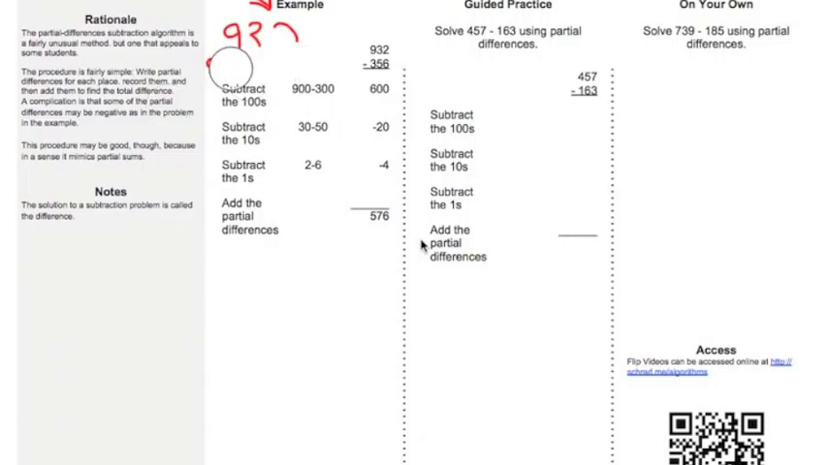So knowing that, we're going to talk about just the hundreds place. In the hundreds place, I've got the 900 minus 300. So when I take my 900 minus 300, I get 600. Next, I go to my next place value, and it's the tens place. So I get 30 minus 50, and that's negative 20.